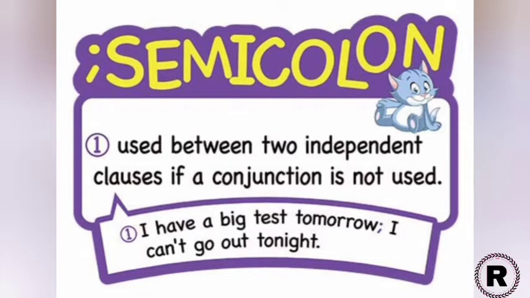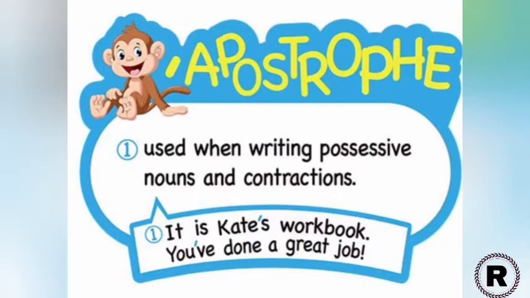So you can easily see that in this example there are two independent clauses. Both have a complete meaning in themselves. Both can play the role of a separate sentence. Like, I have a big test tomorrow. That is a complete sense in itself. That is the independent clause. And I can't go out tonight. That is also an independent clause. And both these independent clauses are joined together with the help of a semicolon because a conjunction is not used.